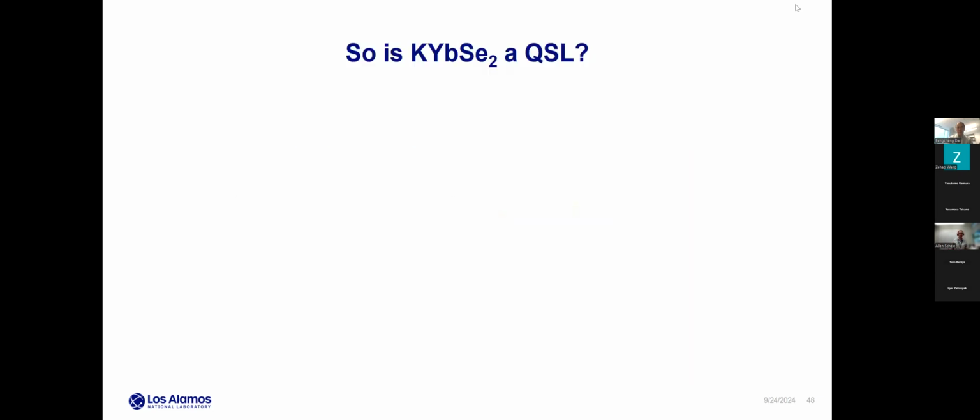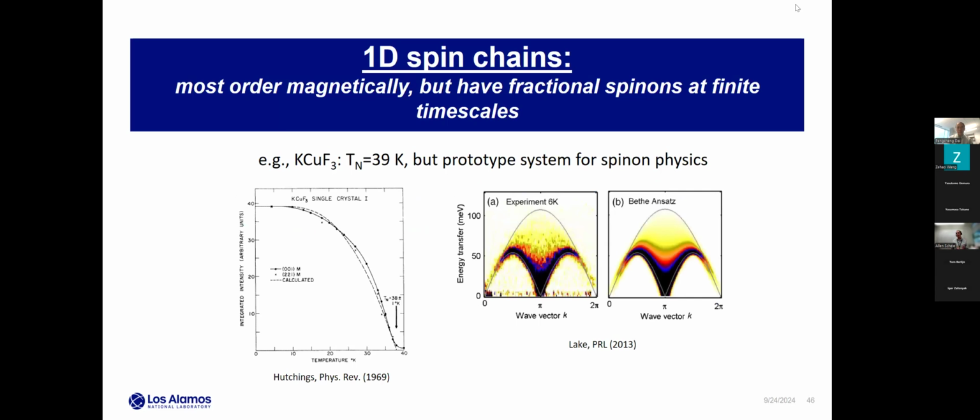One example, potassium copper fluorine 3. The Néel temperature is 39 Kelvin, but it's a prototype of spinon physics. You just have to make sure you're looking above some energy scale and you can see it very clearly.